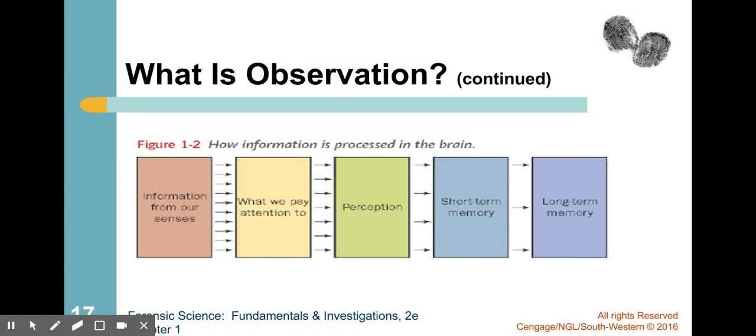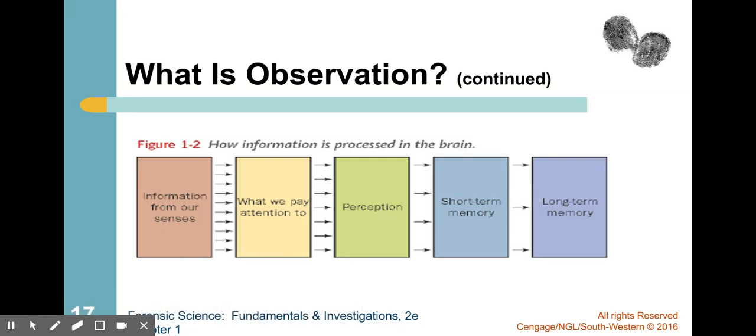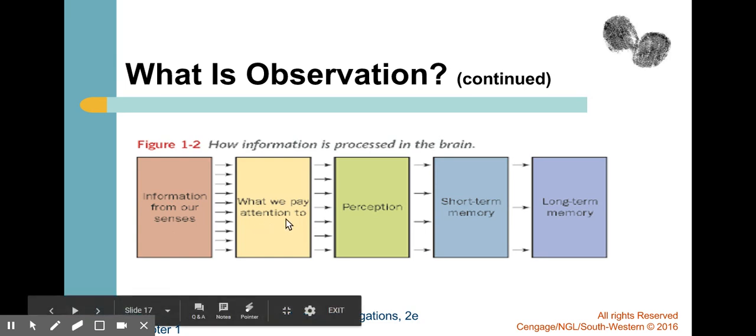This is a very simple diagram of how our brain will actually process information. We get a whole lot of information from our senses, those five senses: touch, see, smell, taste, and feel. Yeah, and I'm missing one. Oh no. And then we pay attention to only a certain part of it.